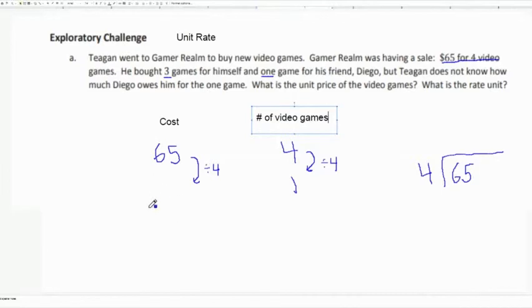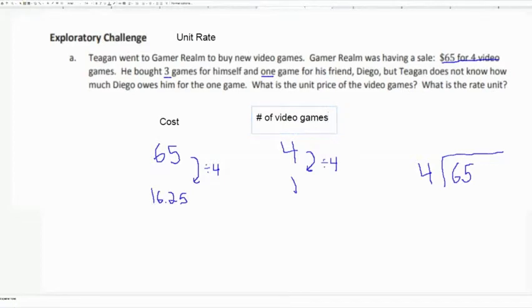What I'm going to do is go over the answer and talk about it, and then maybe we'll go through the steps. But here, when you go 65 divided by 4, that is 16.25. So what that means is each game costs $16.25. That would be the unit rate. For 1 game, it costs $16.25. So let's write that down. This is how much Diego would owe.